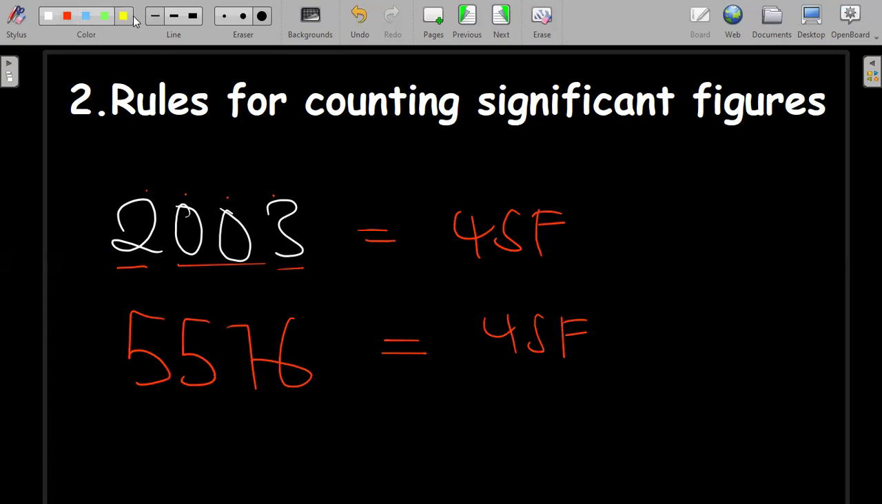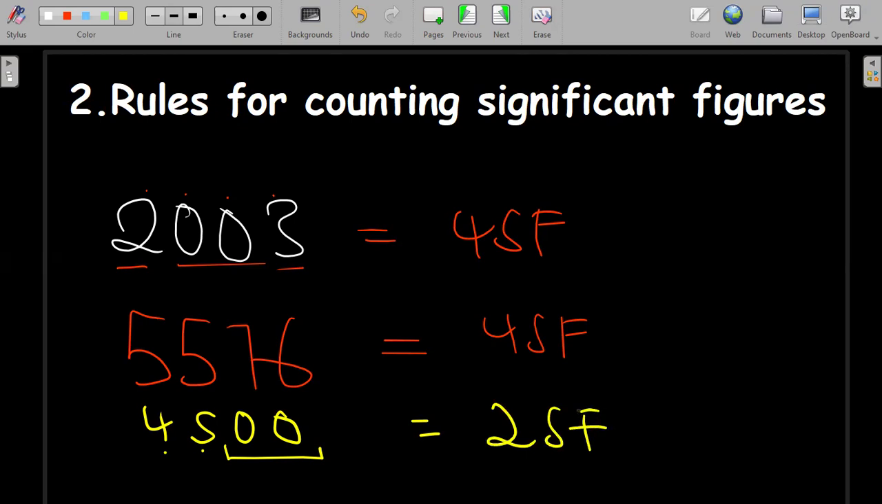What about this number here? Let me say 4, 5, 0, 0. How many significant figures does this number have? We are going to see that it's just 1, 2. So these zeros, we are not going to count them as significant because they're trailing zeros and there's no decimal point in this number. So we're going to say it has 2 significant what? Figures.